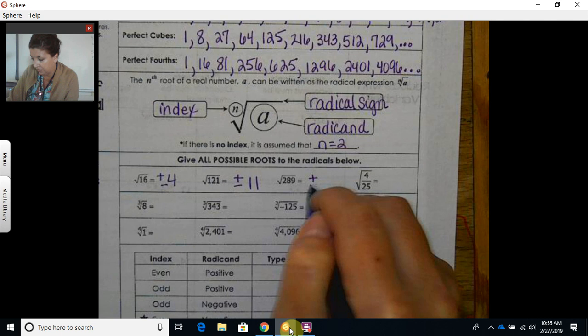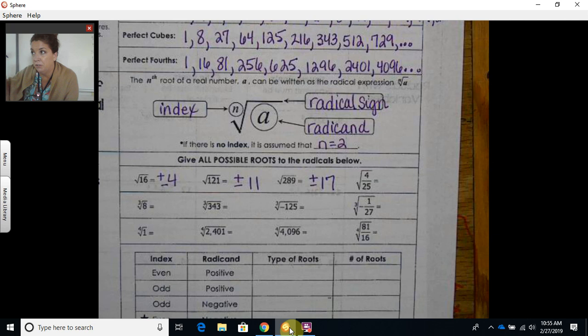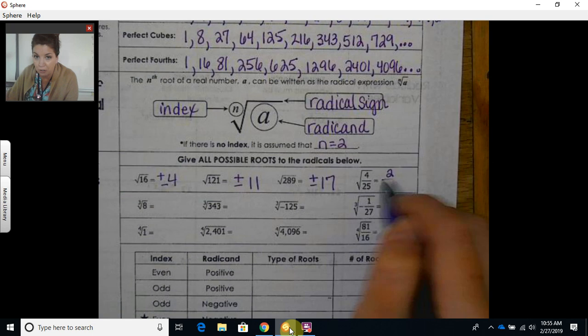All right, a fraction. I can take the square root or cube root or fourth root, whatever it is, of the numerator separate from the denominator, okay? So think about it like this. What's the square root of 4? 2 over, what's the square root of 25? 5.